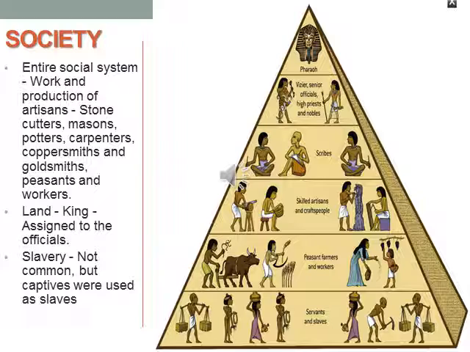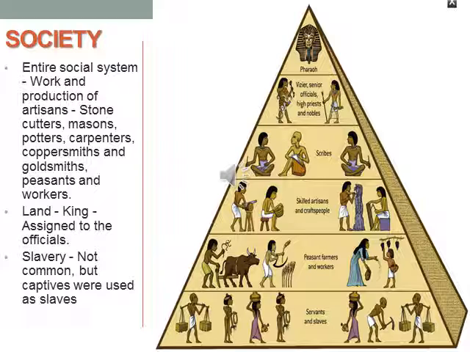So the land was under the control of the king only. The land belonged to the king and was assigned to the officials. The king divided the land among the officials. Slavery was not common, but captives were used as slaves. Captives are those who were captured during war. When Egypt defeated any country in war, they captured the soldiers as slaves.